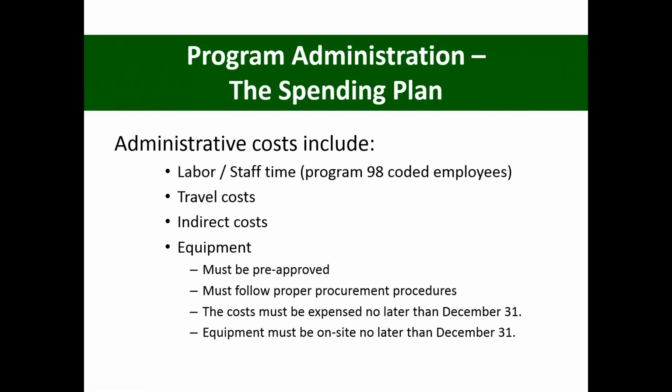Administrative costs include labor, meaning management type labor, staff time in program 98, travel costs, and indirect costs. Equipment must be pre-approved if it's going to cost more than $200, and you must follow proper procurement procedures if it's going to be over $200. The cost must be expensed no later than December 31, and equipment must be on site no later than December 31. And there is an equipment form on our Fresh Fruit and Vegetable program website that you would fill out and send to us for approval if it's a piece of equipment that's going to cost over $200. I think that's pretty much the same as it was last year.